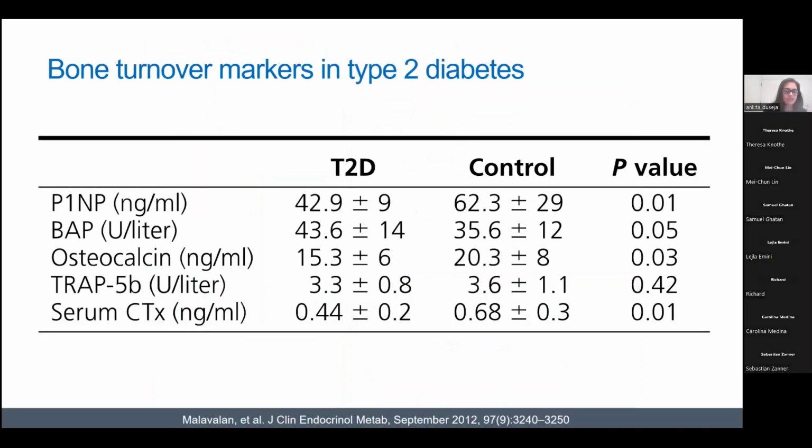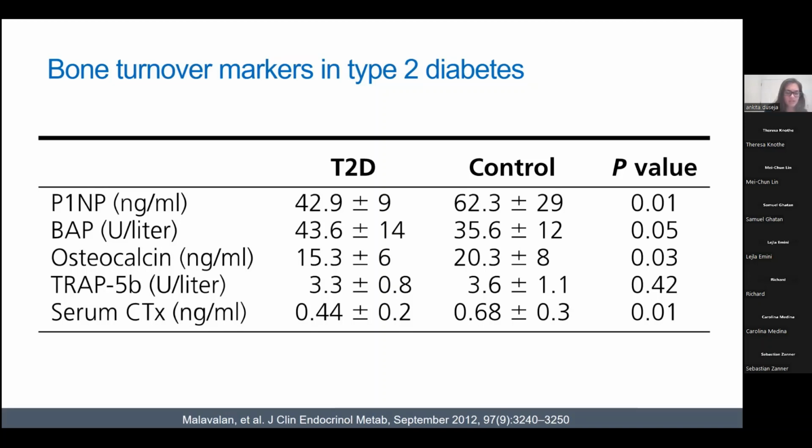So here is a typical study from a group in New York showing what happens in type 2 diabetes. You can see that the P1NP is lower than in controls. Bone alkaline phosphatase is slightly higher, which may be due to the fact that it shares the same gene product with liver alkaline phosphatase. The only difference between them is in their post-translational modification. And as a result, there could be quite a bit of overlap between both the ALP isoforms in the assay. Osteocalcin was also lower, and in this study, TRAP5B was not particularly different. And they also found a difference in CTX levels.